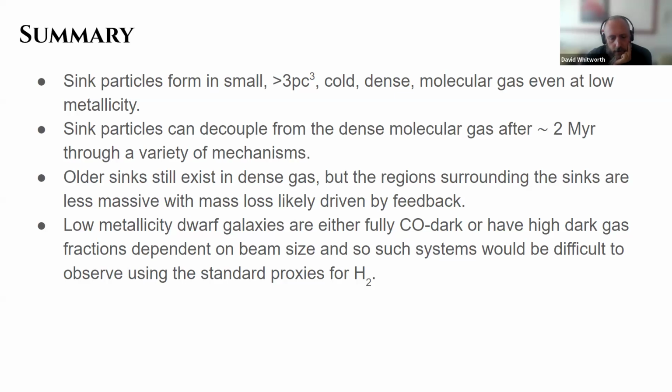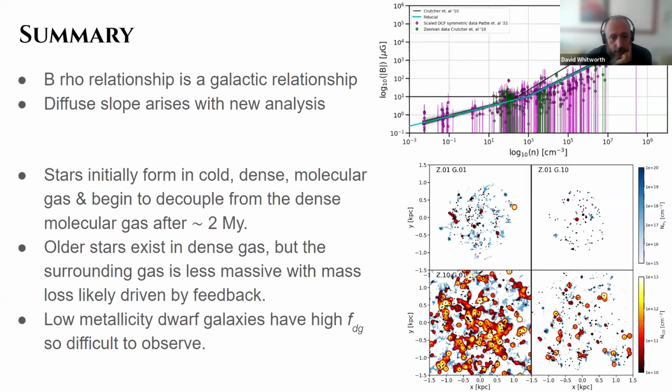So there's going to be more work on this soon. And so, brief summary: there is a diffuse slope in the B-rho relationship, and stars, even at low metallicity, do initially form in cold, dense molecular gas. And I think that's it. That's all I've got for today.